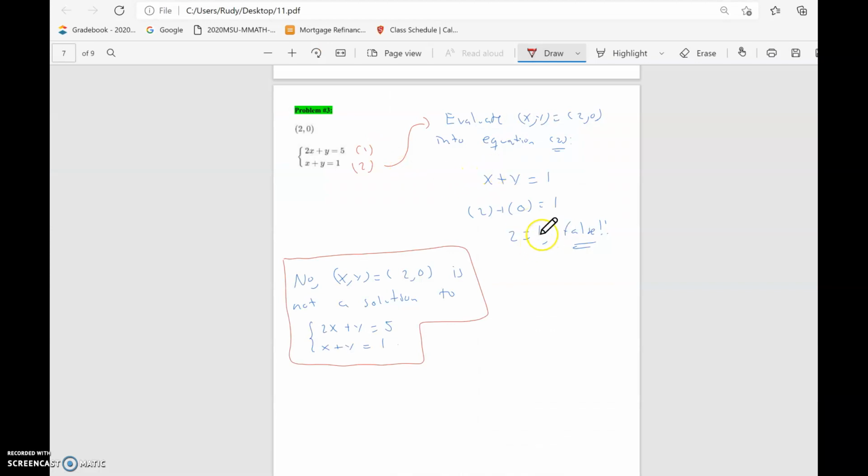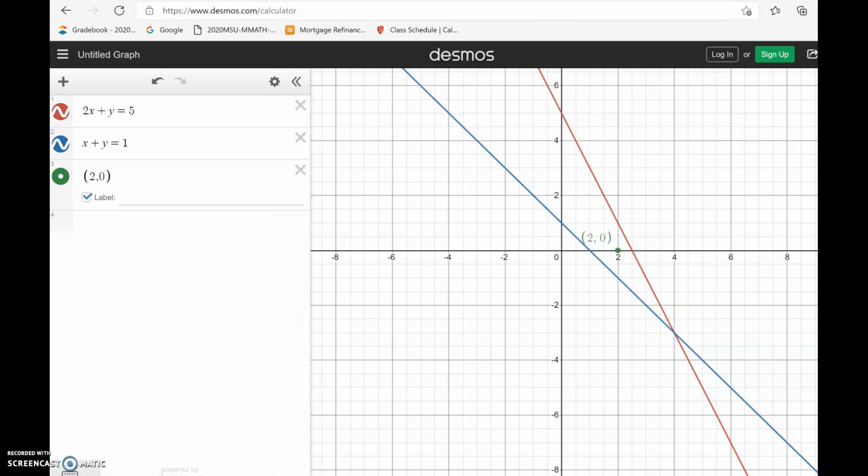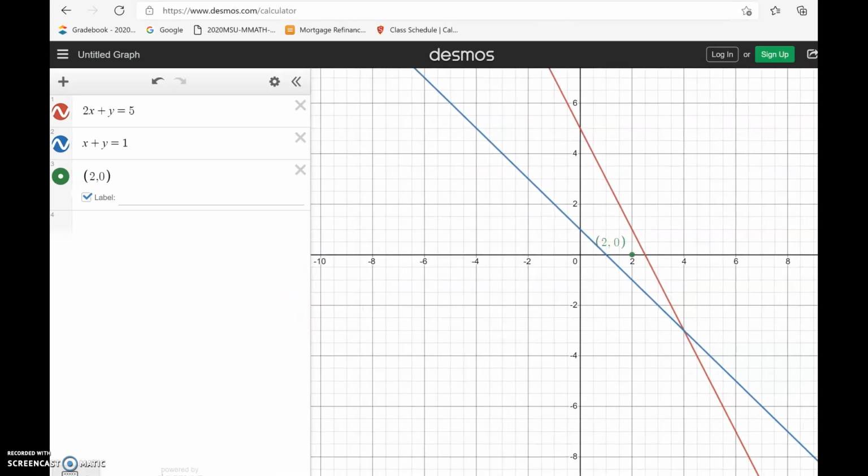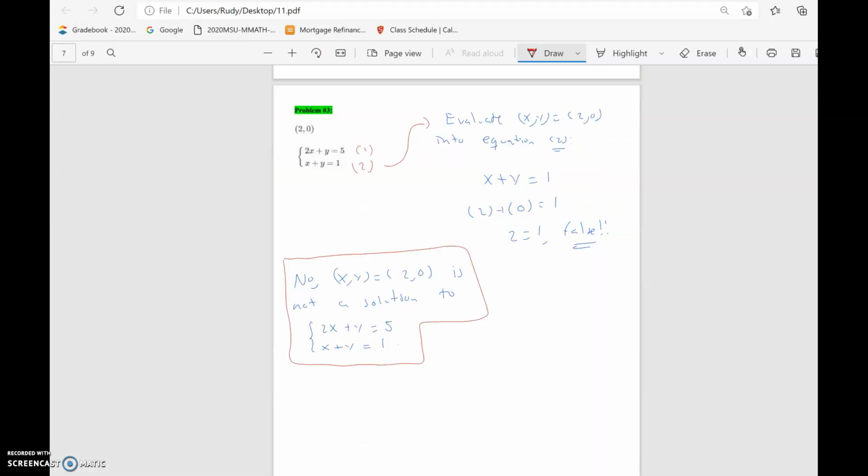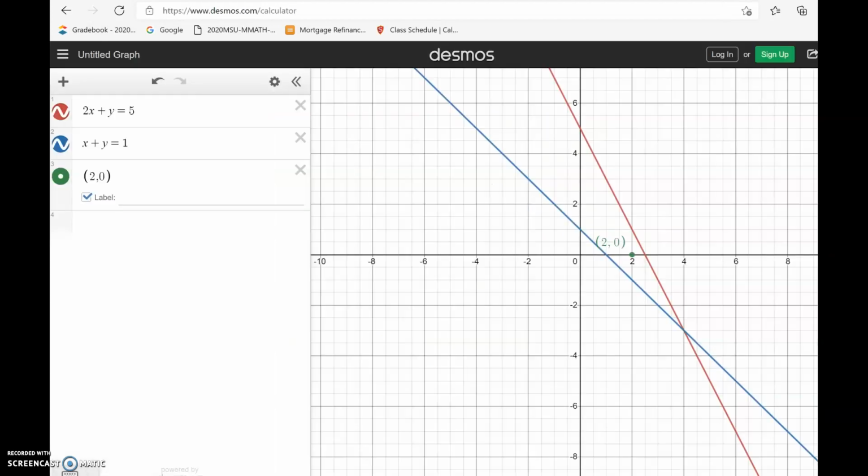Algebraically, we just checked one equation and it came out false. So automatically we can abandon the problem. We don't have to check into both. But graphically, here you have the system. And let me just double check. 2x plus y is equal to 5. x plus y is equal to 1.